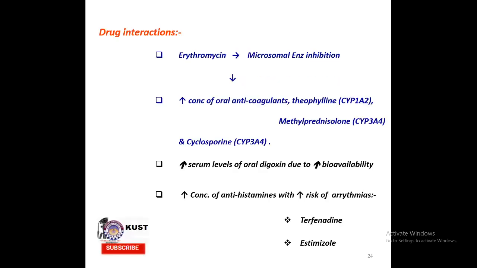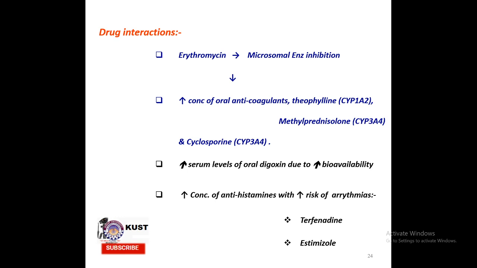Erythromycin also has microsomal enzyme inhibition. For example, it inhibits the CYP1A2 enzyme, increasing the concentration of oral anticoagulants like warfarin in the body, resulting in bleeding. Theophylline, a lower therapeutic index drug, is affected by inhibition of CYP1A2. Methylprednisolone utilizes CYP3A4 for its metabolism, so the amount of methylprednisolone increases. That's the case with cyclosporine too. They utilize the CYP3A4 enzyme for their own metabolism, so the amounts of cyclosporine and methylprednisolone increase.